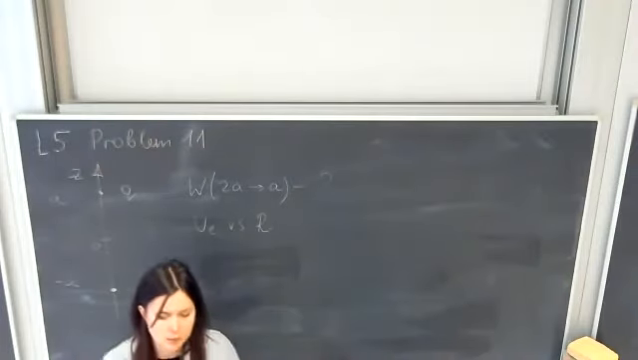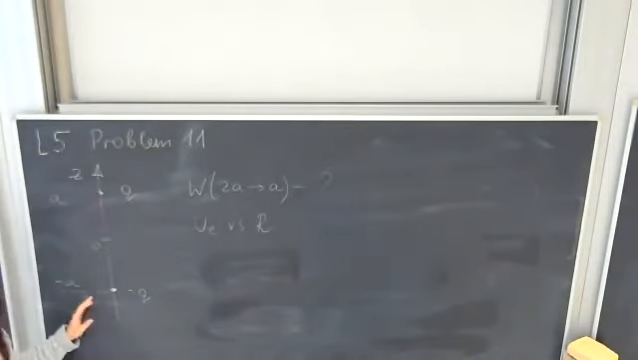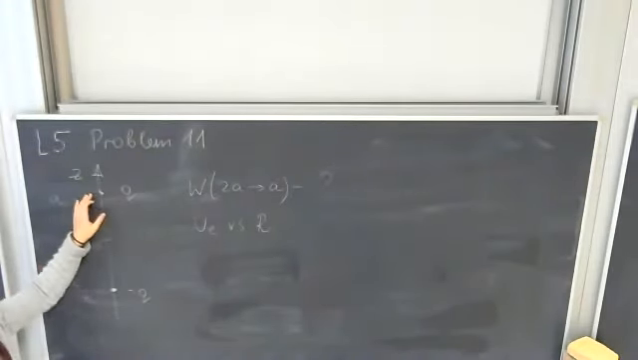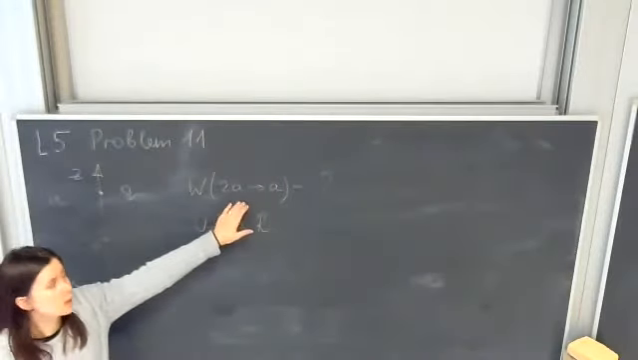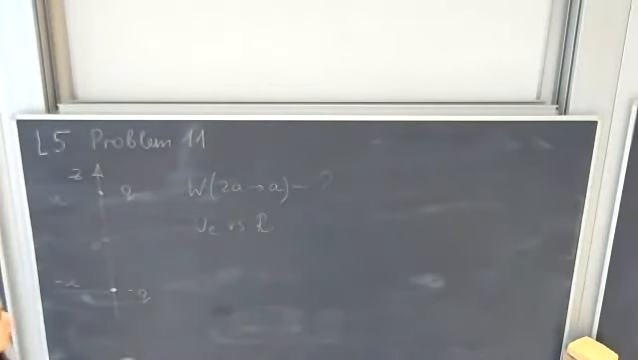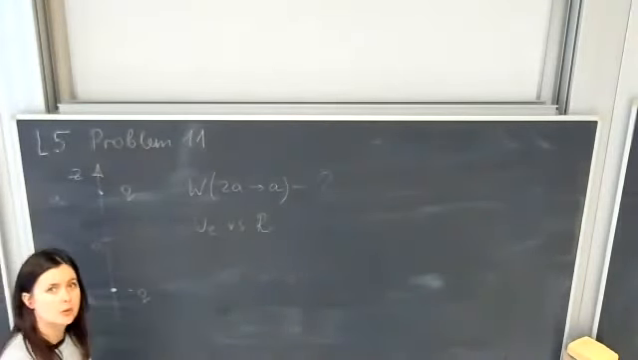So in this problem, we have two charges placed on the z-axis, charge q and charge minus q. The distance between them is 2a. The question is how much work needs to be done to bring the charges from distance 2a to distance a, and to show the potential energy versus separation radius r.